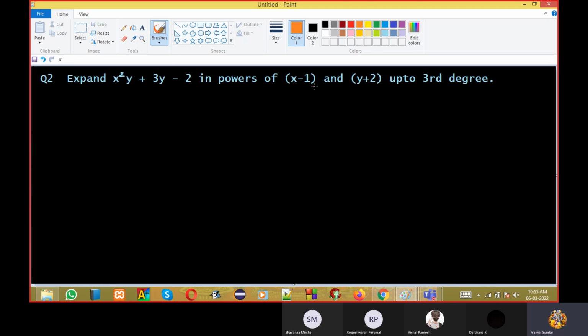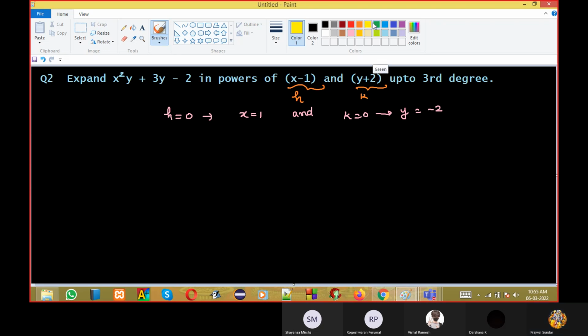Carefully look at this. You will take this as h, and this you will take as k. You will equate h to 0, that is, you will get x as 1. And you equate k to 0, you will get y as minus 2. First, what I told you, always equate to 0 and get the value of x and y.